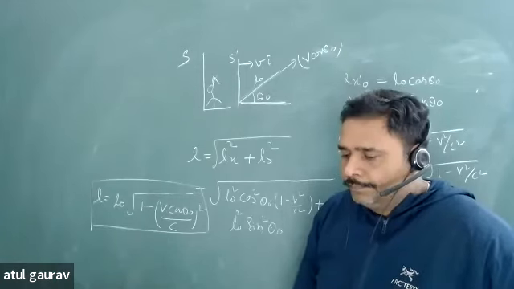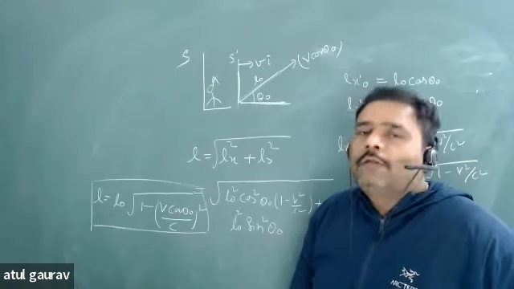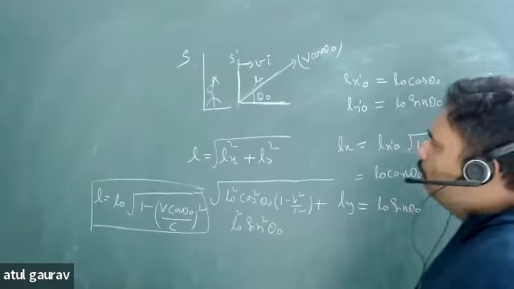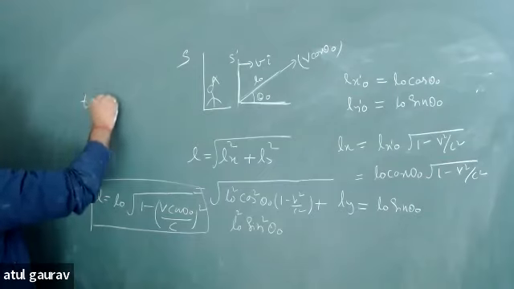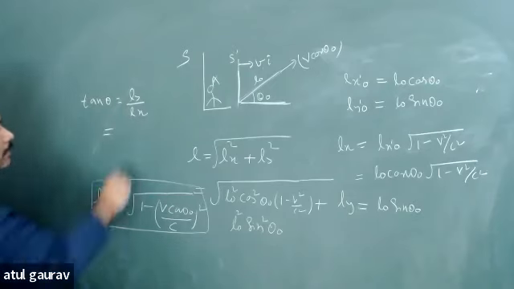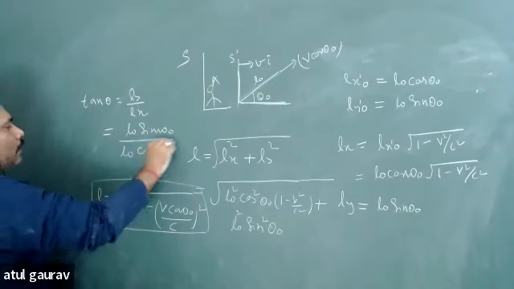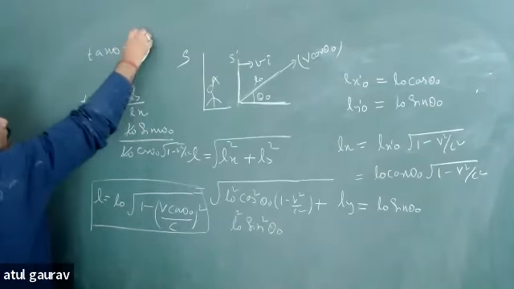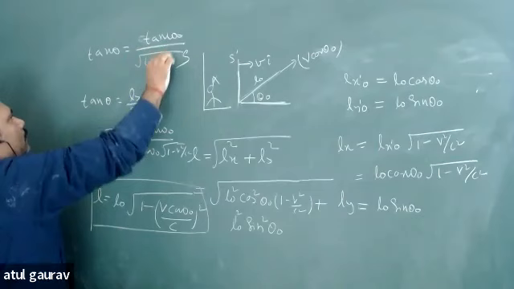Sir, is theta invariant? Sorry, theta will vary. You can calculate the value of tan theta here, and it will change. What is tan theta now? That is Ly upon Lx. What is this? L naught sin theta naught by L naught cos theta naught root under 1 minus v square upon c square. So your new angle is basically tan theta naught by root under 1 minus v square upon c square.